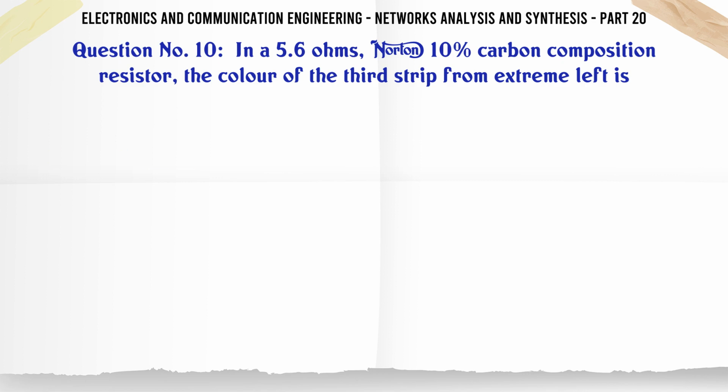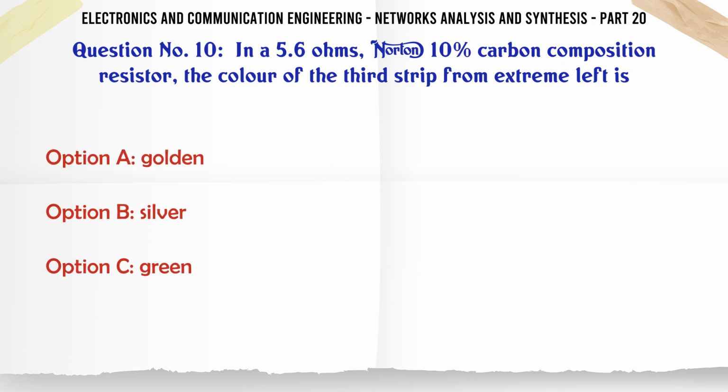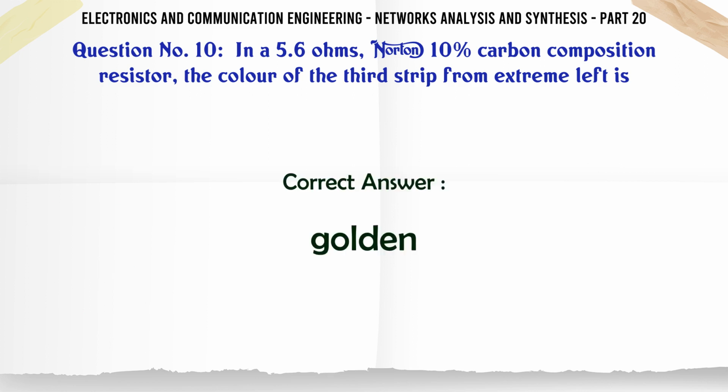In a 5.6 ohms 10% carbon composition resistor, the color of the third strip from extreme left is: A. Golden, B. Silver, C. Green, D. Black. The correct answer is golden.